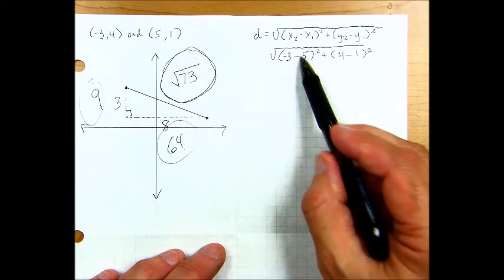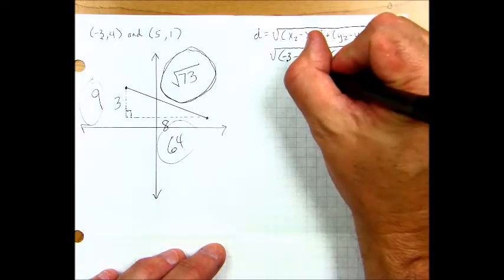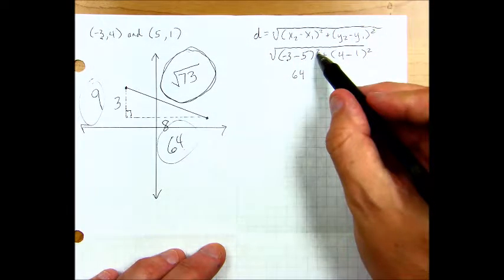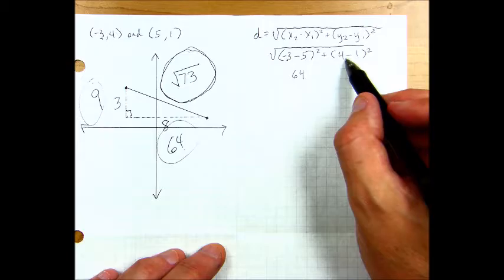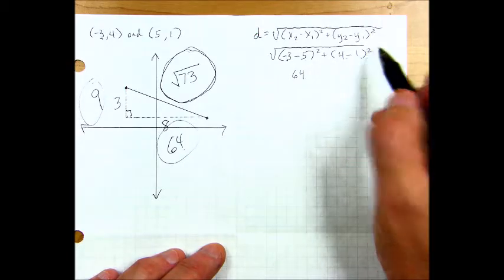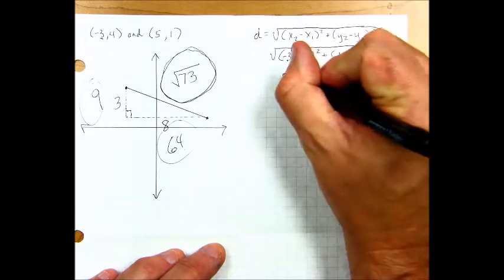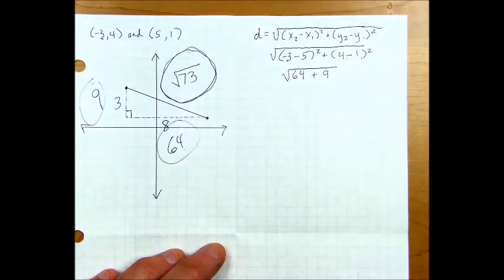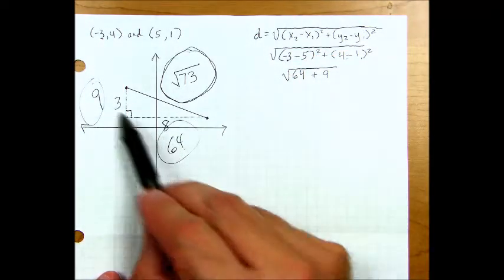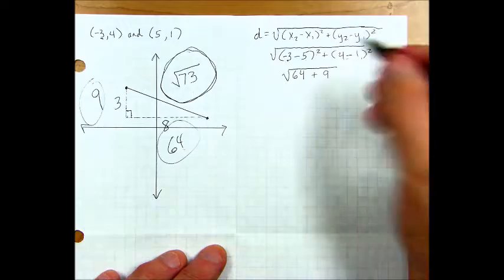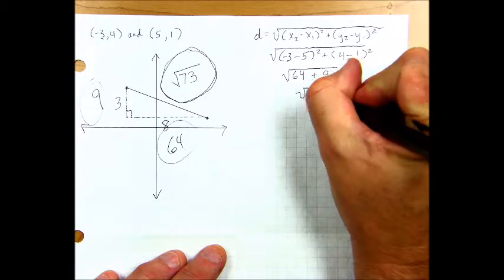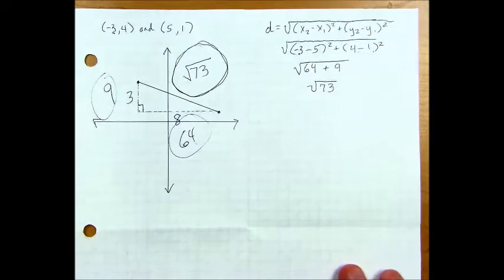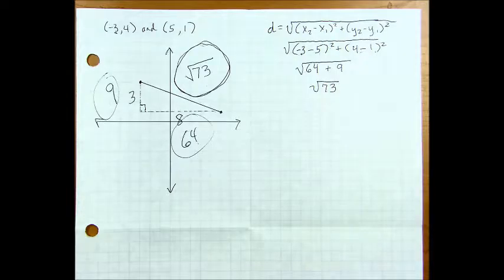-3 take away 5 is -8. Square that is 64. It always comes out positive because you're squaring. 4 minus 1 is 3. Squared is 9. Square root of all that. Well, look at that. 64 and 9 is square root of 73. Take your pick. You can do it either way.